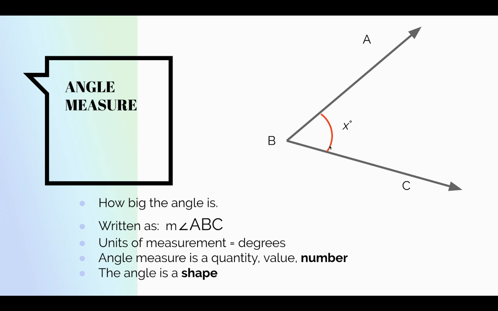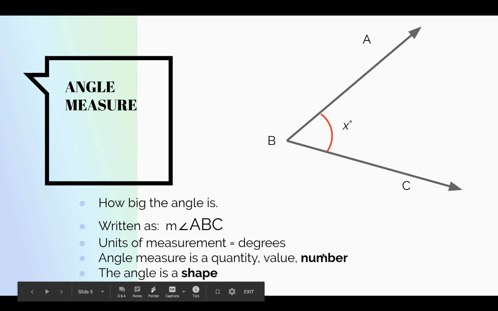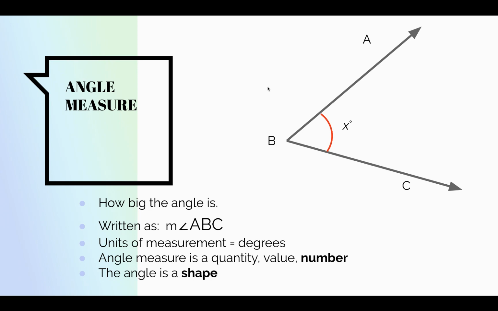Our unit of measurement is degrees. We're going to use degrees throughout this entire course. Next year, in Advanced Algebra 2, you're going to also learn about radians and how to talk about angles in terms of radians. But for us, we're pretty much going to just stick to degrees. Remember that this symbol, the measure of an angle, is a quantity. It's a value. It is a number. The measure of an angle is a number, and the angle itself is a shape. So please make sure that you remember that.